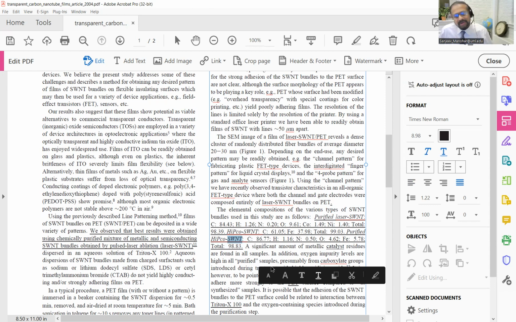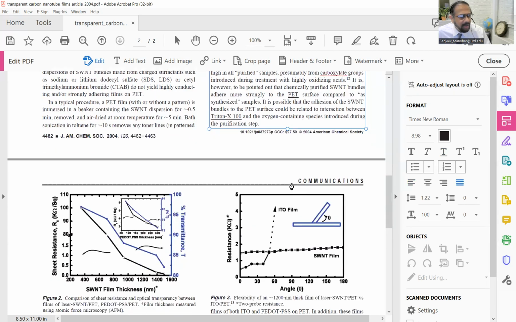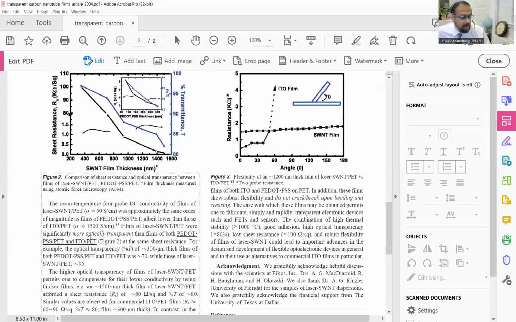Triton X is just a soap. It's not a nanomaterial, right? Some of you put Triton X. PET is polyethylene terephthalate. That's just a plastic. Some of you put PEDOT:PSS. That's just a conducting polymer. That's not nano. ITO PET is not nano. Okay, so the 3 kinds of nanotubes that we used are the only nanomaterials used in this paper.